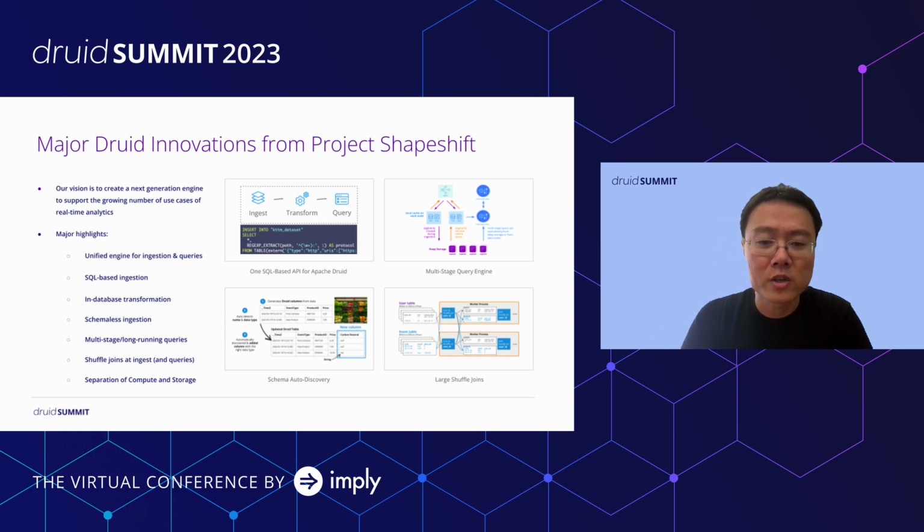So Druid today has this new engine, this new block of code that you may have seen called the multi-stage query engine. This is where most of the work that we've been doing on Project Shapeshift has been happening. The multi-stage query engine today can do a lot of really neat things.